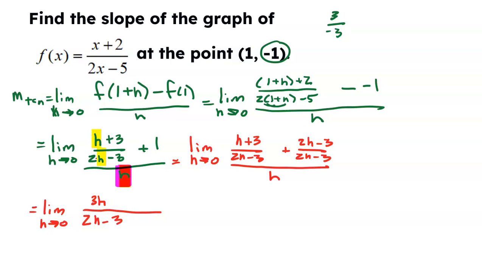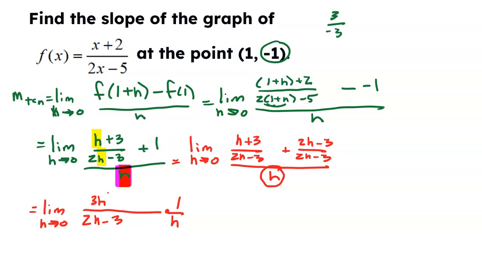Now I'm going to do one step next that a lot of kids, if you're not good at algebra, are going to get a little bit confused by. But instead of dividing it all by h, I'm going to multiply by the reciprocal. Well, what's the reciprocal of h? 1 over h. So again, instead of dividing everything by h, I just multiplied by the reciprocal, 1 over h.